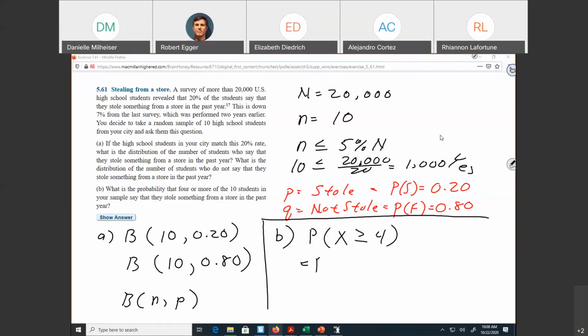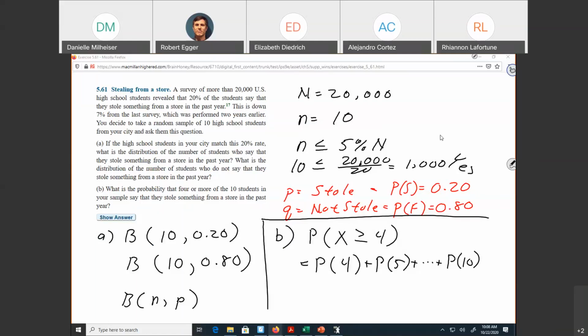Means the probability of X equals 4 plus the probability of X equals 5 plus ... probability of X equals 10. So that's 4, 5, 6, 7, 8, 9, 10. That's up to 7 calculations.